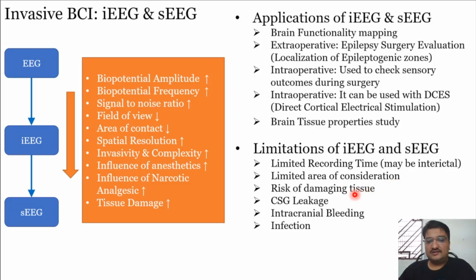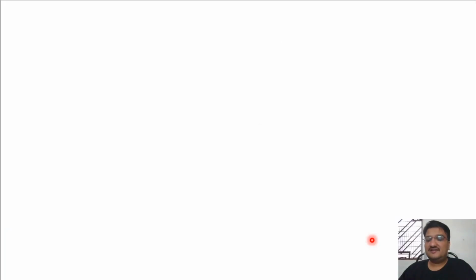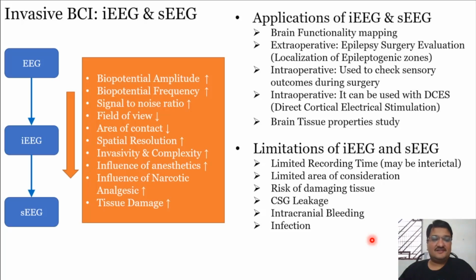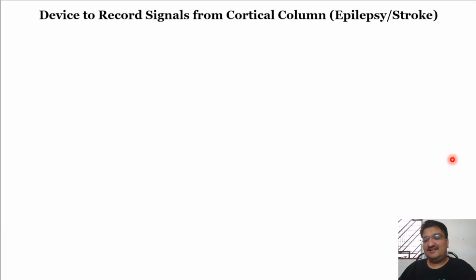Further, there is a risk of damaging tissue. I already mentioned that it might hurt the tissue as well. There is leakage of cerebrospinal fluid, and you may also get some form of bleeding as well as infection. All these things will be considered when you go from non-invasive to invasive EEG. So now we will see how to realize this kind of recording and what devices and instrumentation are required to get it.